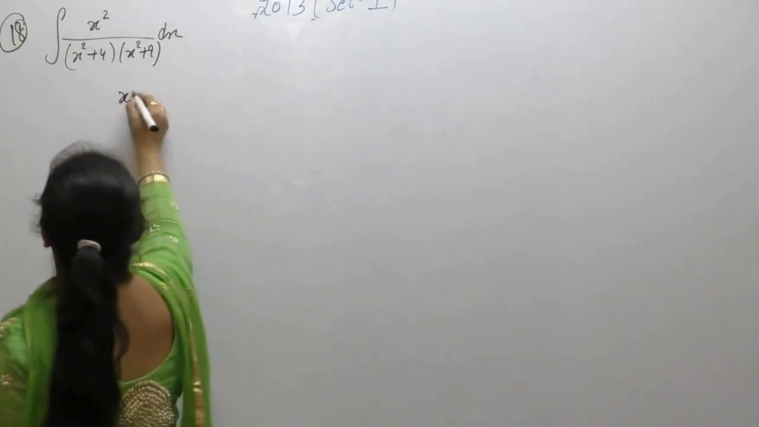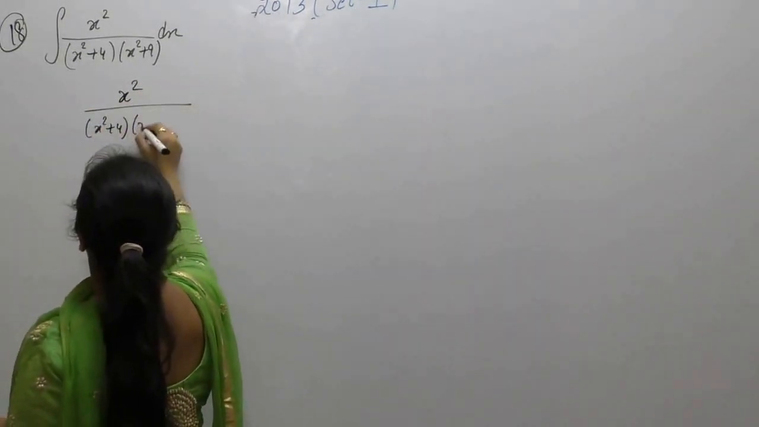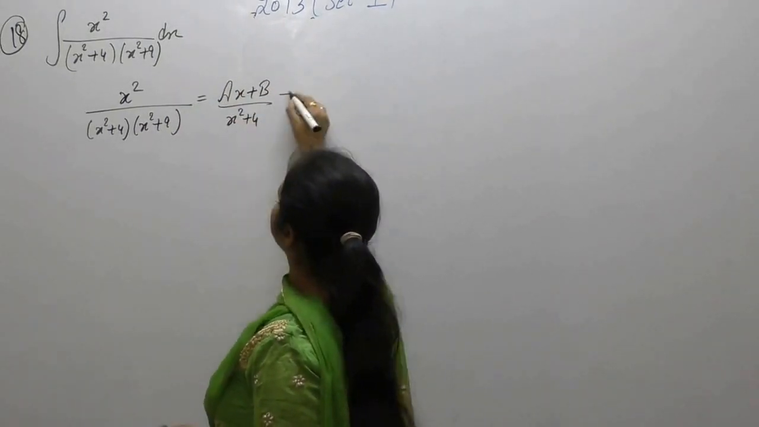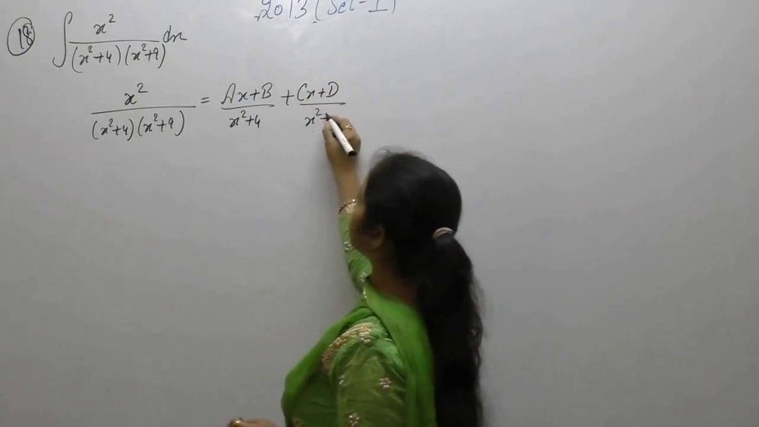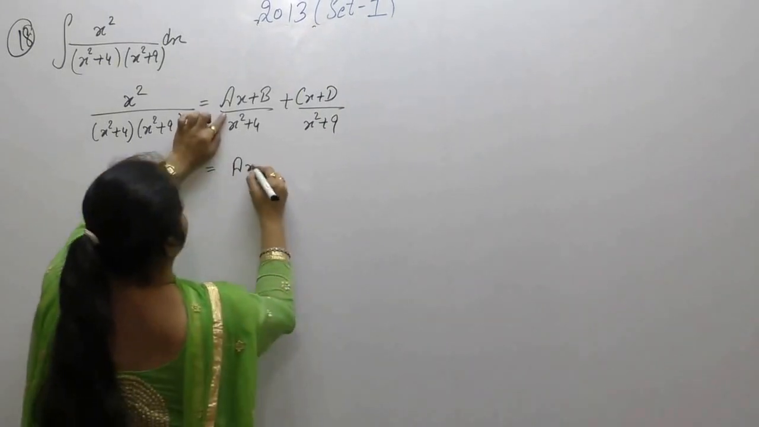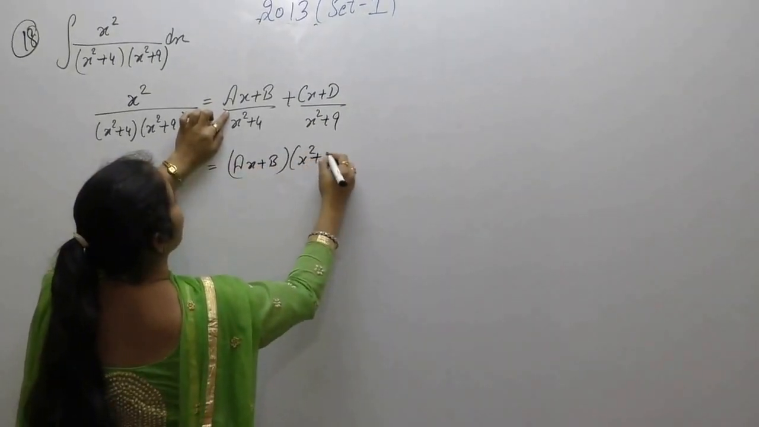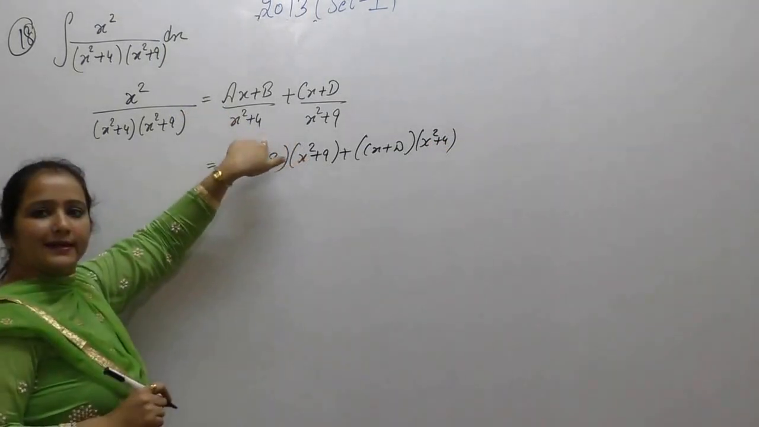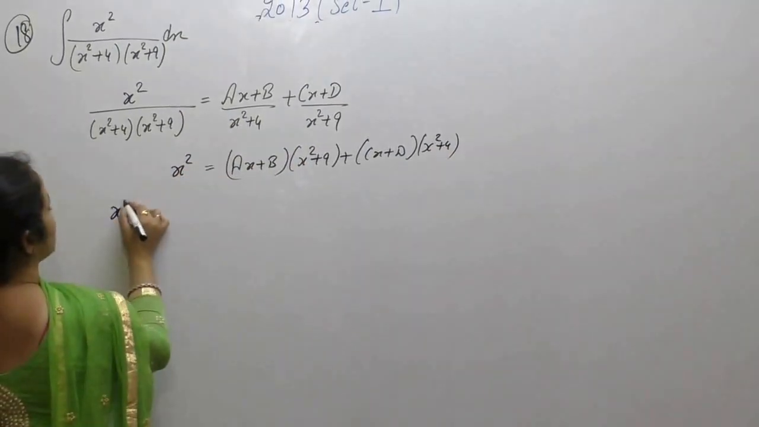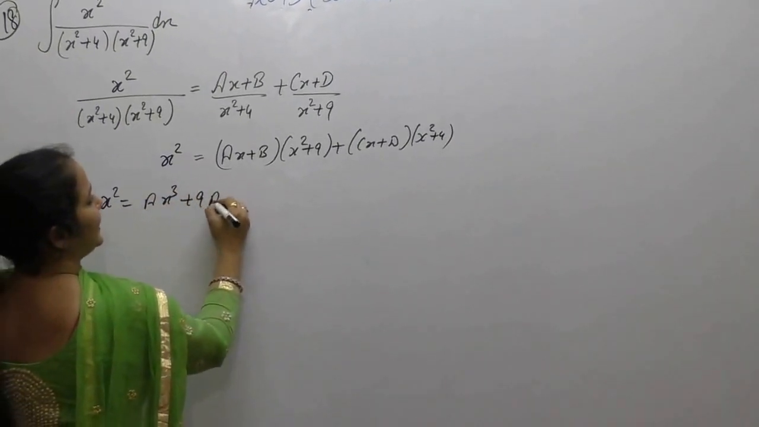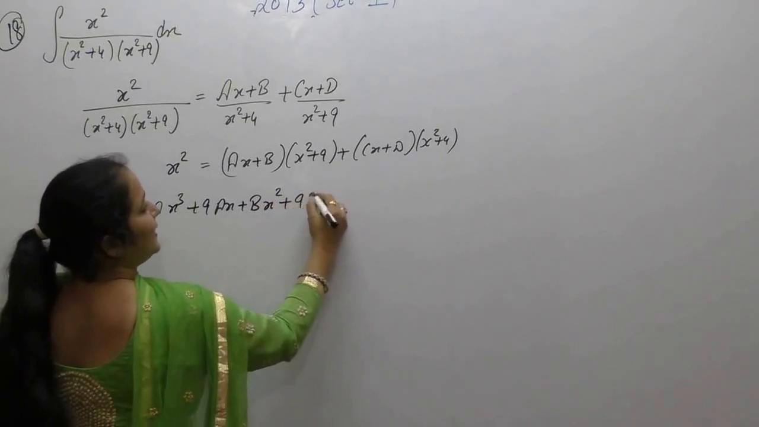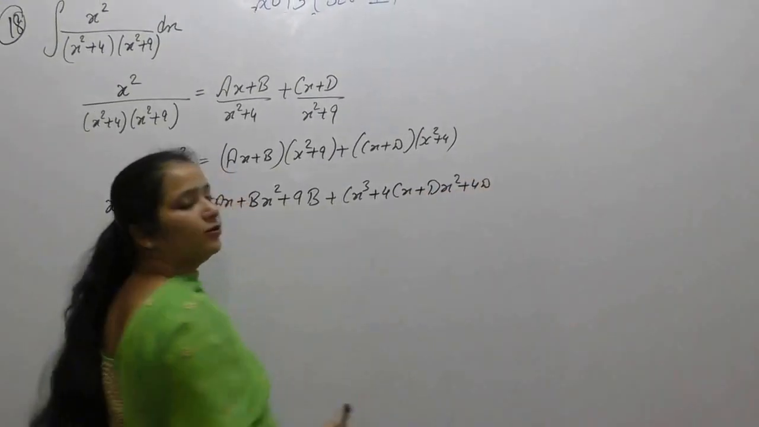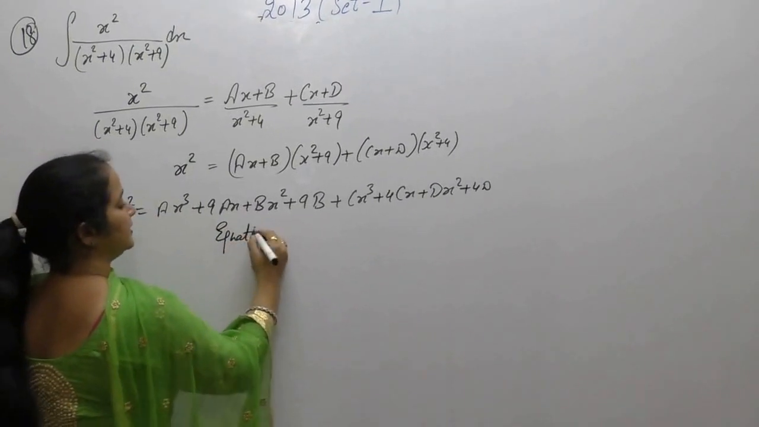So what we do, put x square upon x square plus 4 into x square plus 9 as ax plus b upon first factor plus cx plus d upon second factor. Now take the LCM. Ax plus b into x square plus 9, plus cx plus d into x square plus 4. The denominator, by taking LCM, will get cancelled on both sides. So x square is equal to ax cube plus 9ax plus bx square plus 9b plus cx cube plus 4cx plus dx square plus 4d.